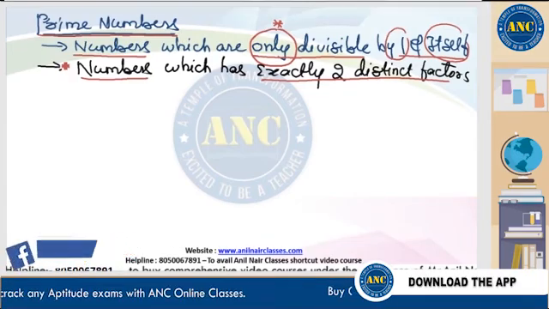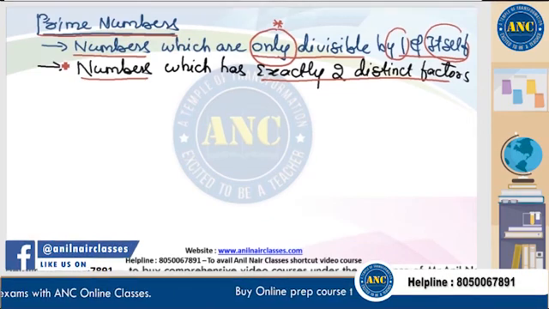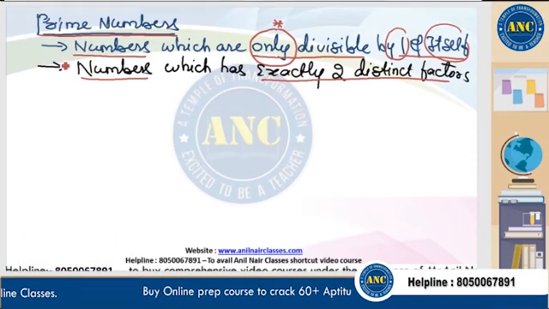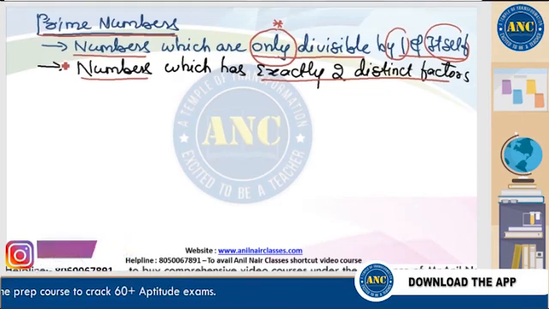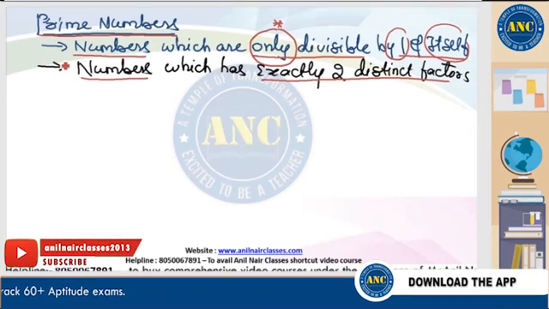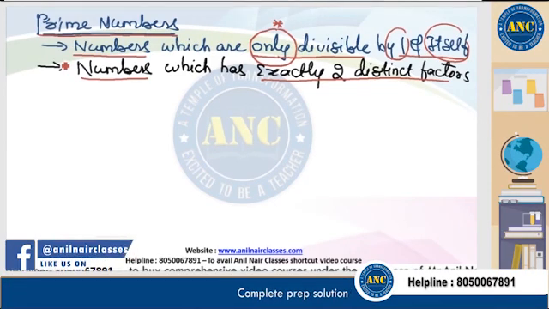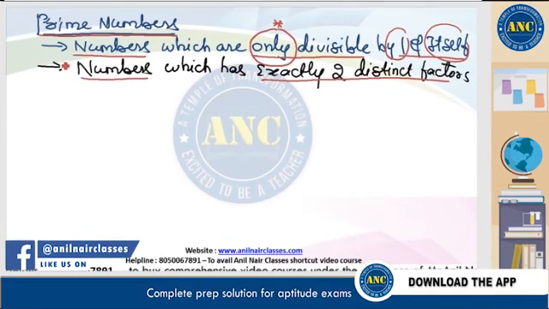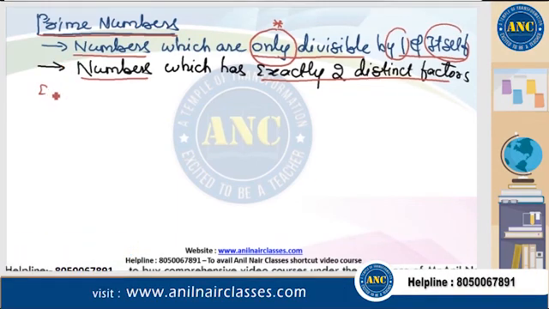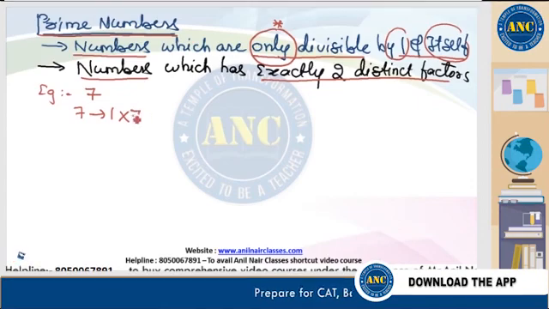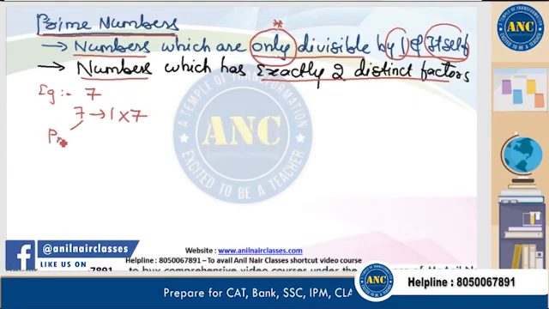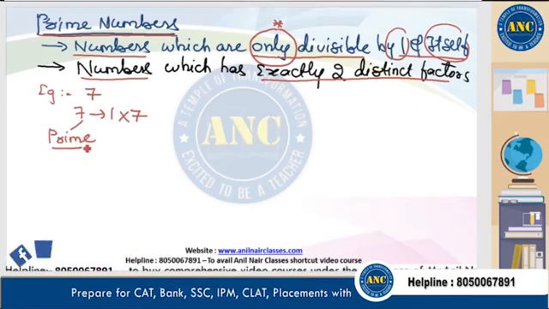A number which is divisible by exactly two distinct factors is a number which is only divisible by 1 and itself. Don't miss the keyword only. If I remove the keyword only, every number is divisible by 1 and itself. 6 is divisible by 1 and 6. 8 is divisible by 1 and 8. For example, 7 is divisible by only 1 and itself, which is 1 into 7. Therefore, 7 is a prime number.